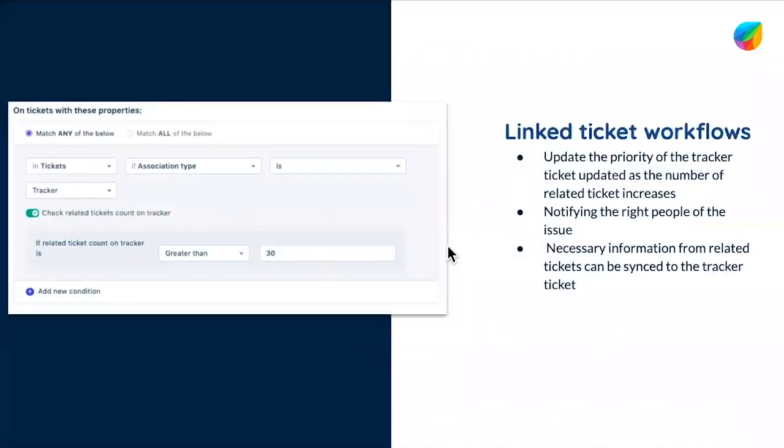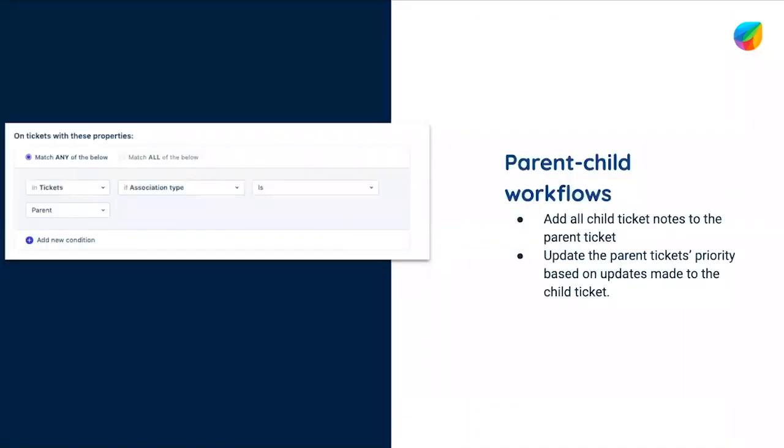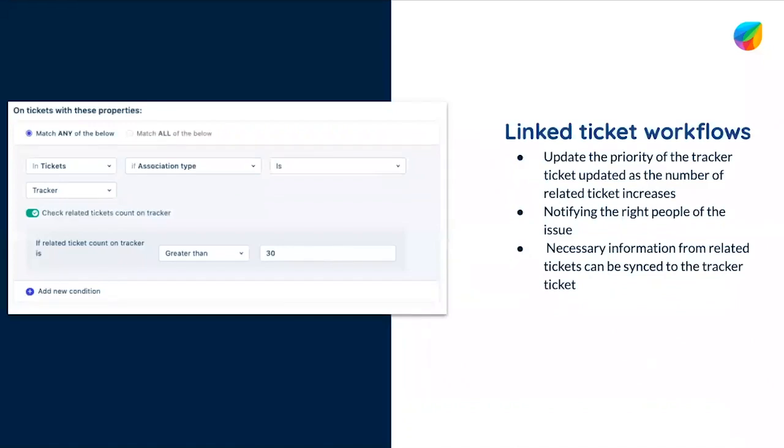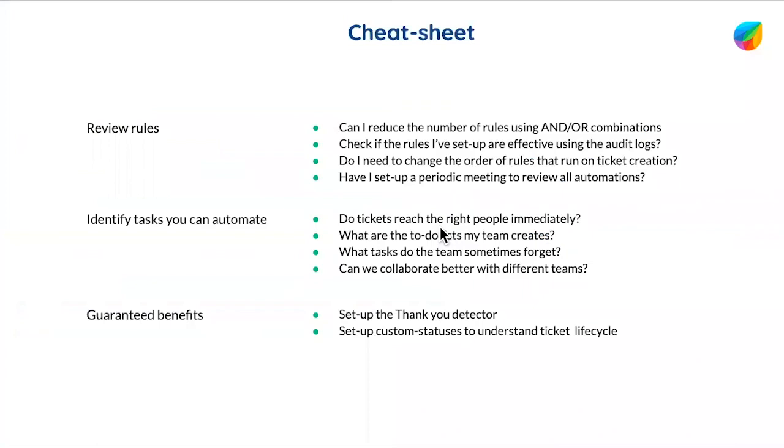So to quickly summarize, we just ran through automation rules that run on parent-child ticketing workflows, linked ticket workflows where you're looking at crisis situations where multiple people are writing in about the same problems, and shared ownership scenarios where there are multiple owners for a single ticket, and you're able to automate that as well. All right. So great. We're going to quickly move on to take a look at a cheat sheet, which is going to help you set up automation rules easily and pretty much act as a ready reference whenever you need help with your automations module. And I'll pass it back on to Durga to walk you through that.